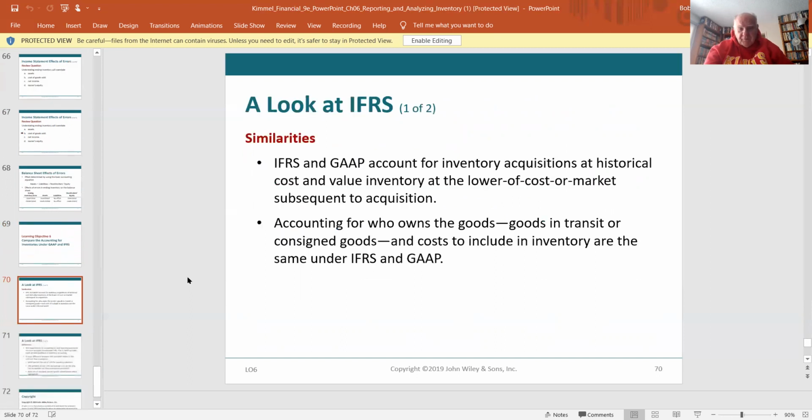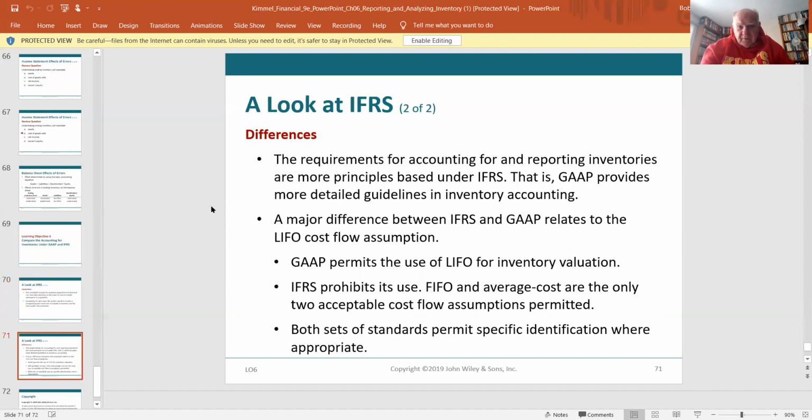Then they're just talking about a few rules on IFRS. There shouldn't be any real IFRS questions on the test for the most part. But what I would urge you to do is read through this part of the chapter and make a note of differences, okay? And don't worry about the similarities. So here they're talking about they both use historical cost and value. The requirements are pretty much the same.